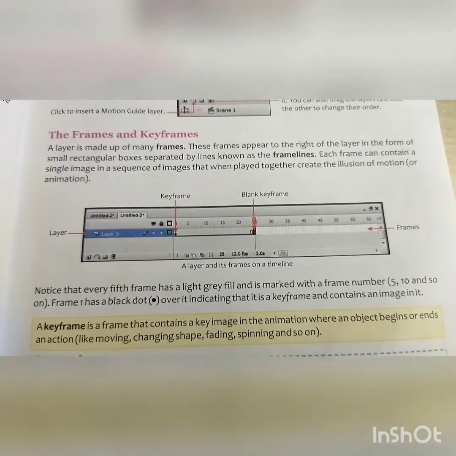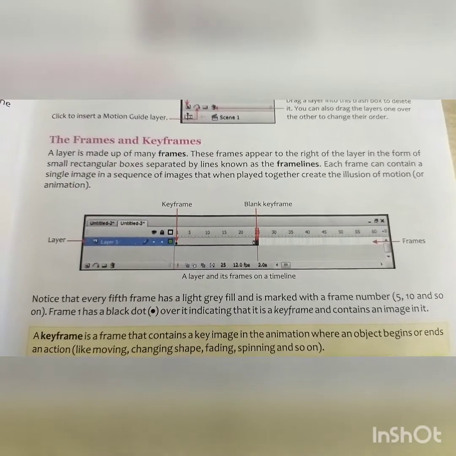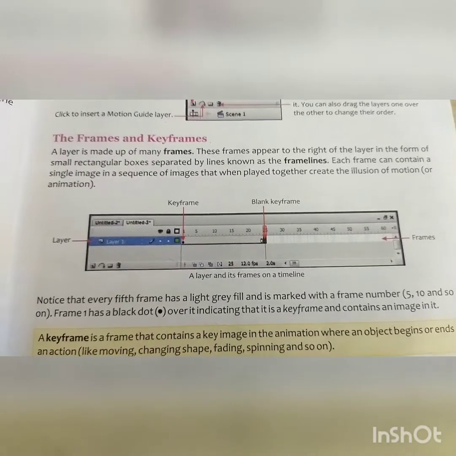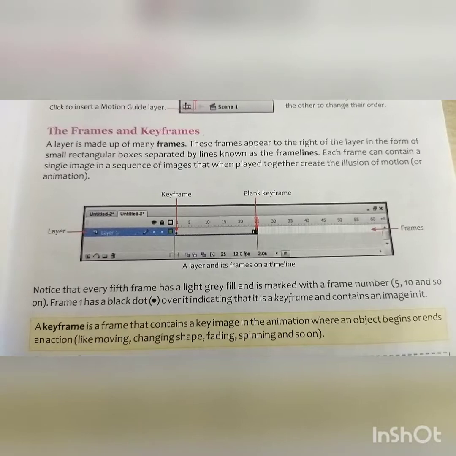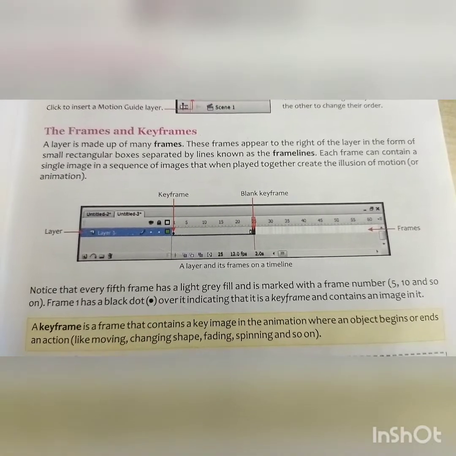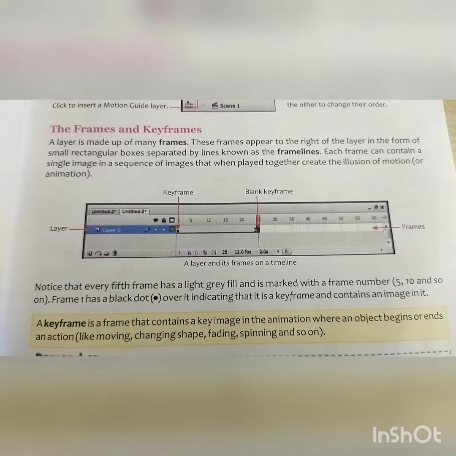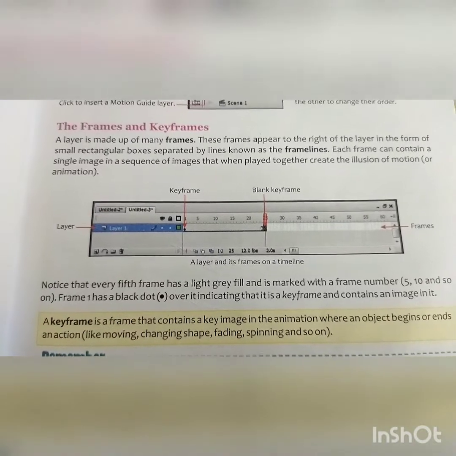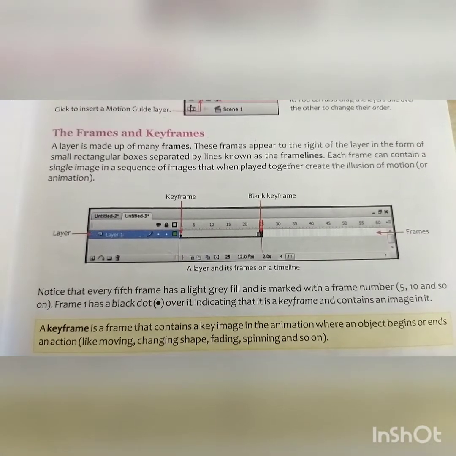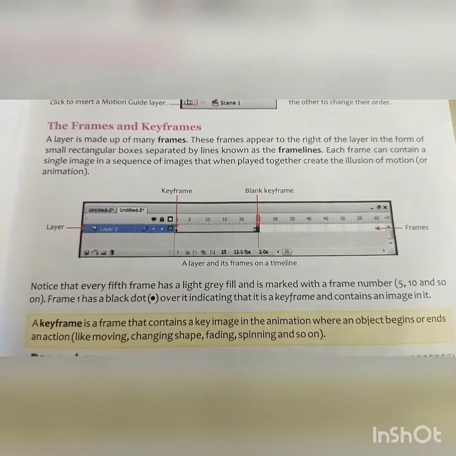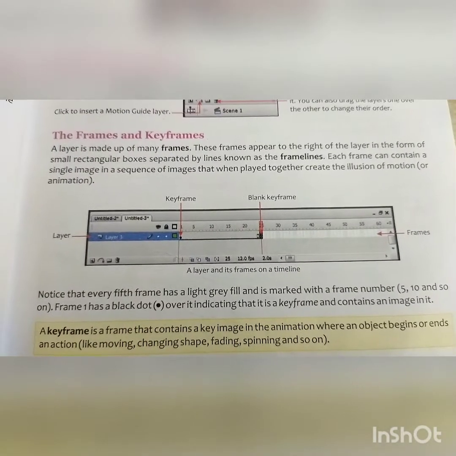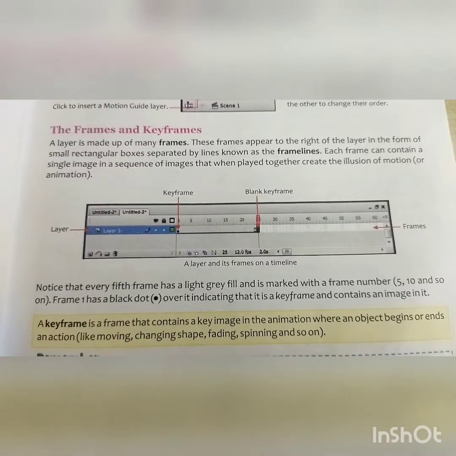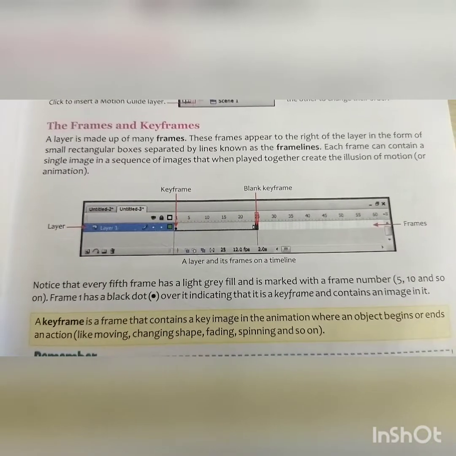Then every fifth frame has a light gray fill and is marked with the frame numbers 5, 10 and so on. Frame 1 has a black dot over it, indicating that it is a keyframe and contains an image in it. A keyframe is a frame that contains a key image in the animation where an object begins or ends an action like moving, changing shape, fading, spinning and so on.